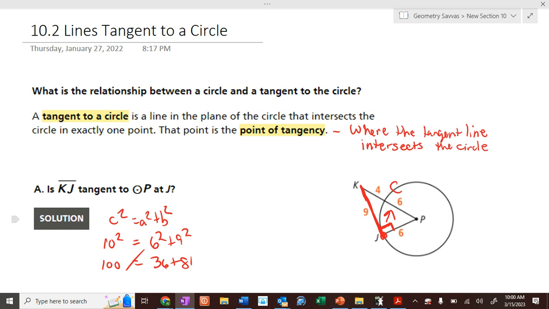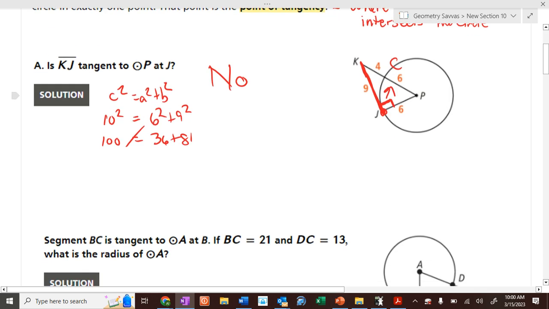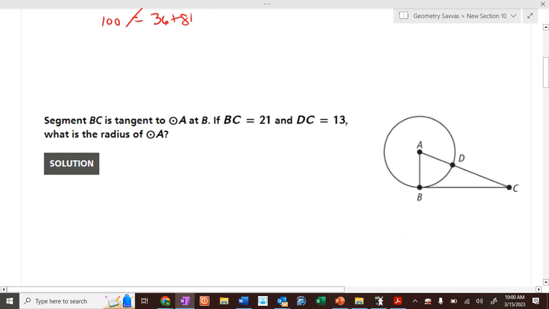No. So is this tangent to the circle? No. That is not tangent to a circle. Okay? Not tangent to a circle. Okay. What's the radius? How big is AD? Well, it's the same length as AB. We don't know what that is. We know that DC is 13 and BC is 21, but can we figure out what X is now?